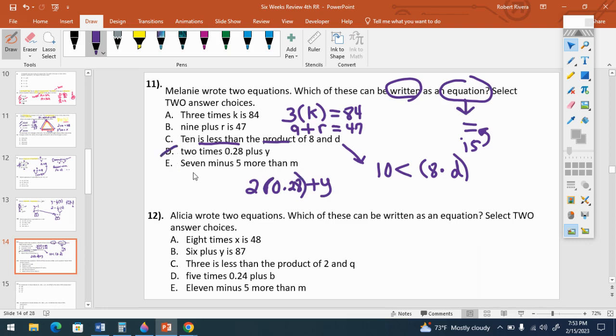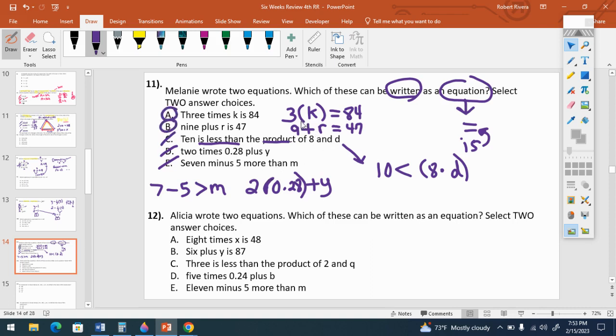The last one, 7 minus 5 more than m. Now this one you have to be careful. More than m. 7 minus 5 more than n. Some of you might do this. More than m. There we go. So also it's not an equation. This one was not an equation, so the two ones that are equations would be A and B.